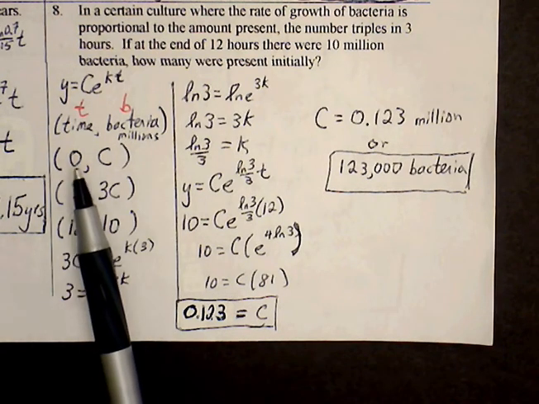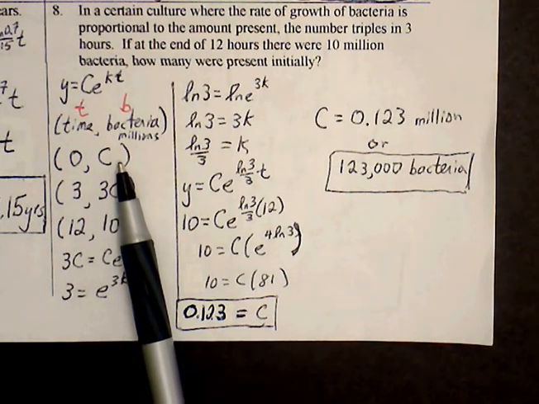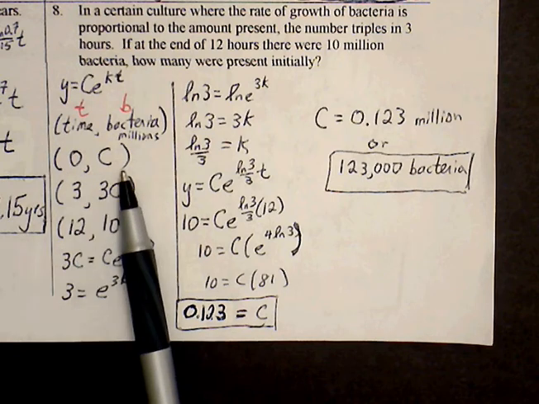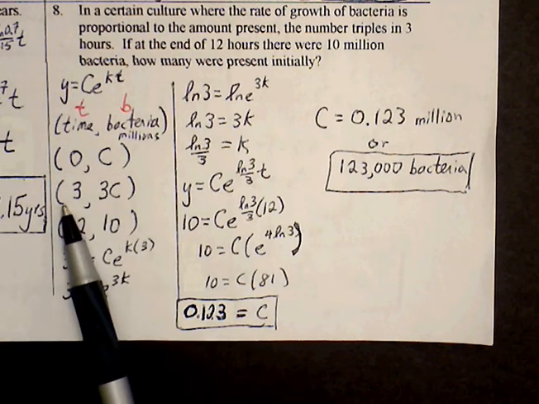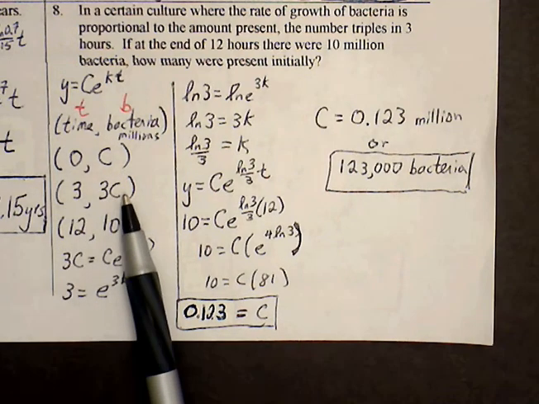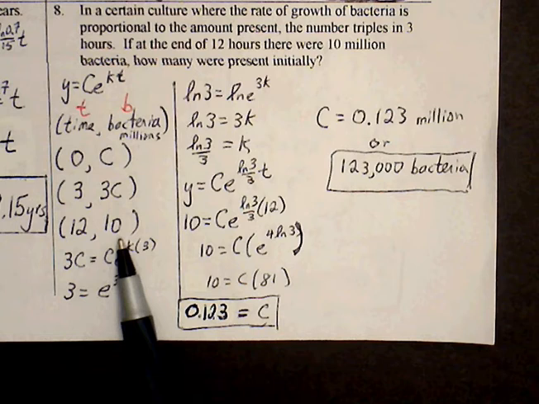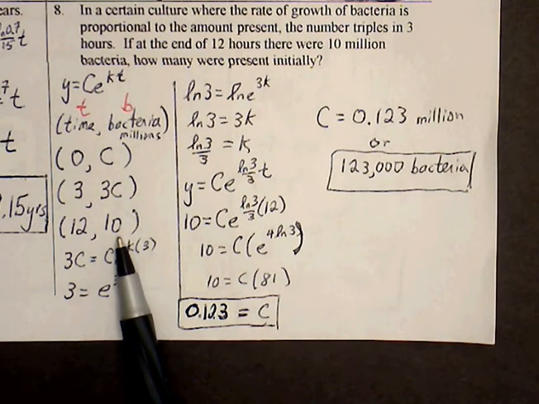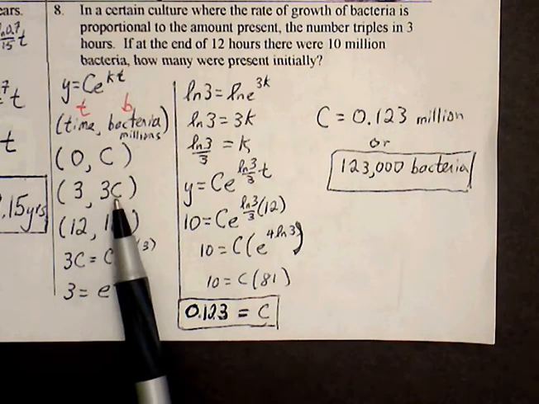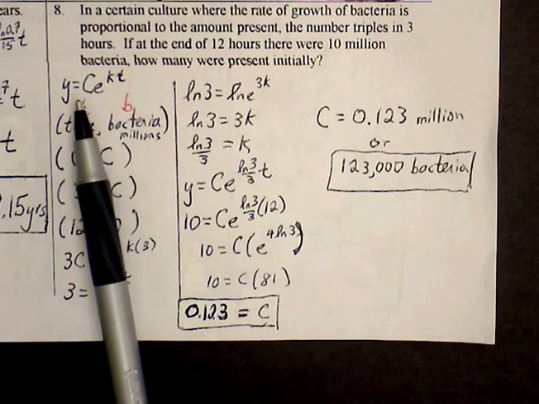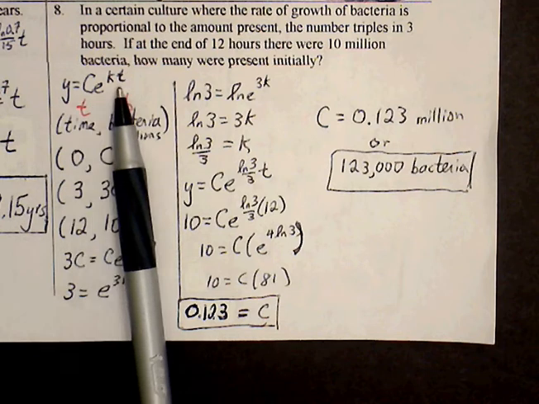So again, this is a problem where we don't have the C value, so we're going to solve for the K value first. So at 0 hours, there's going to be an initial amount of bacteria. After 3 hours, that amount is going to triple, so 3 times C. And after 12 hours, there's going to be 10 million bacteria. I'm going to let this number represent millions. So 10 million. Let's see what's available to us. We can use the second ordered pair to plug in so that we can solve for K. So let's replace Y with 3C. Let's replace T with 3.